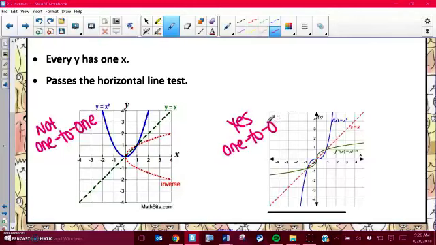So basically, you can just perform the horizontal line test on any function, and it'll tell you whether that function is one-to-one.